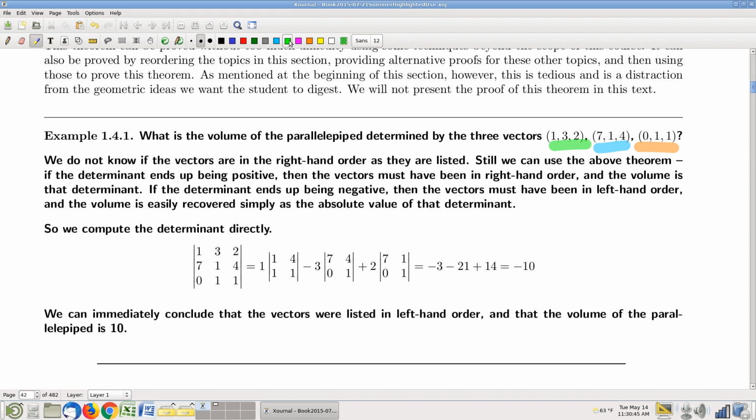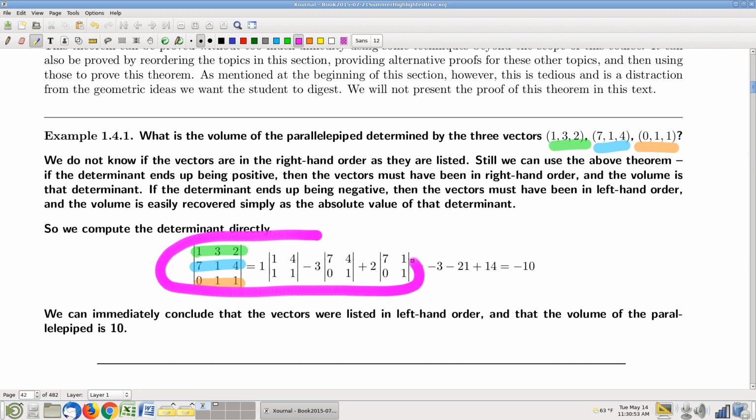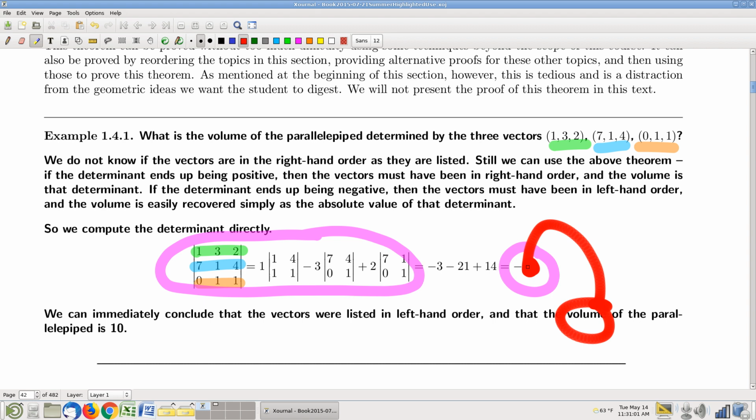Okay, well, no sweat. You take those vectors and you go there and there and there, and you take the determinant following this weird little rule, and that determinant is -10. That tells you that the volume is 10. Remember, the volume is the absolute value. Volumes can't be negative. Just like distances. Distances can't be negative. They're intrinsically positive things. The negative is what tells you something different. The negative here tells you that listing is in left-hand order.